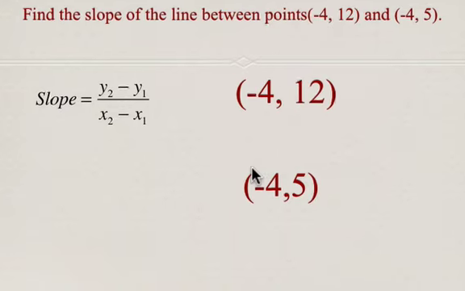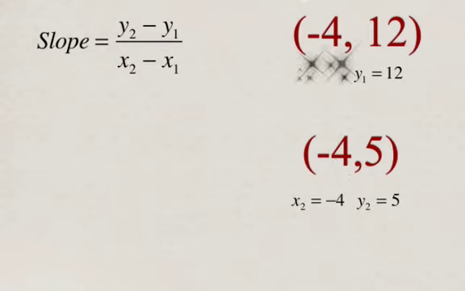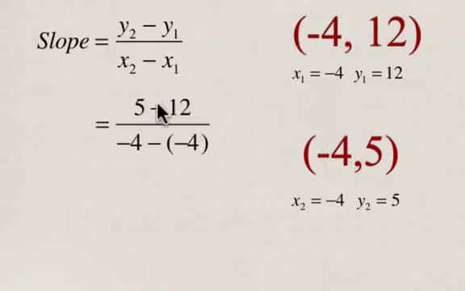And here we're asked to find the slope of the line between the points (-4, 12) and (-4, 5). And just as before, we're going to start off with our slope formula and identify our coordinates and then assign our various variables. So first one, y2 is going to be 5, y1 will be 12, x2 will be negative 4, and x1 will be also negative 4. And so now when we sub that into our formula, we get 5 minus 12 over negative 4, take away negative 4.